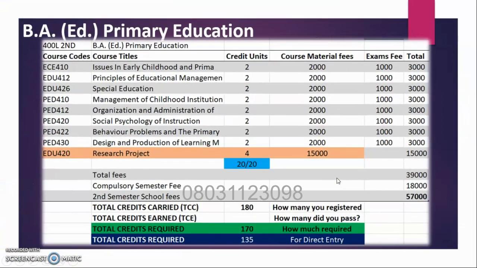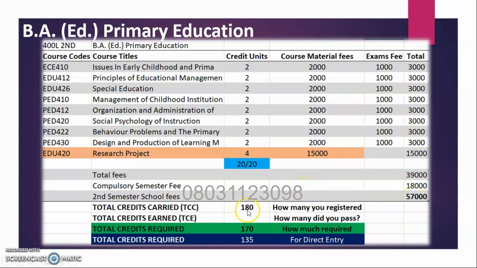Then your last semester, 400 level second semester, these are your courses. With your research project, it's 4 units. 15,000 is the standard cost of registering projects in NOUN. All final year projects are 15,000, even if the unit is 2, although I have not seen anyone that is 2. Just 4 or 6. So put all this together, you have 57,000 as your final fee, your last fee here.